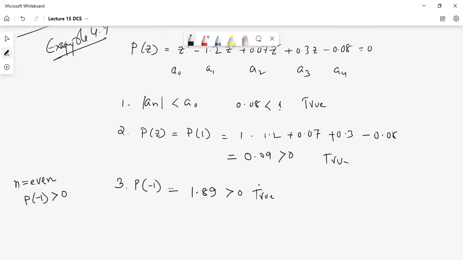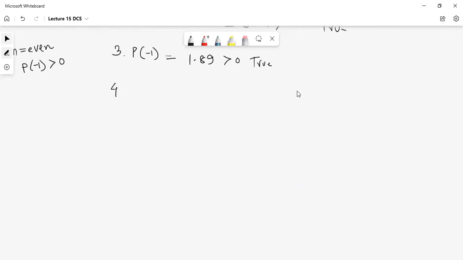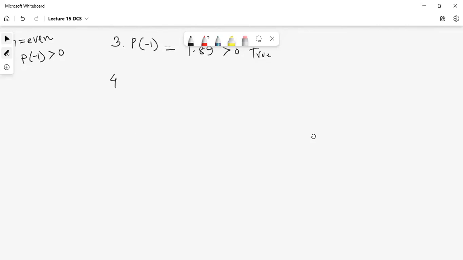Okay. Now the fourth condition is the rest of the coefficients. Now you have to calculate the rest of the coefficients. Now, the alternative method that we have shown, instead of writing the table in detail, is that they have modified the table a bit. So row.